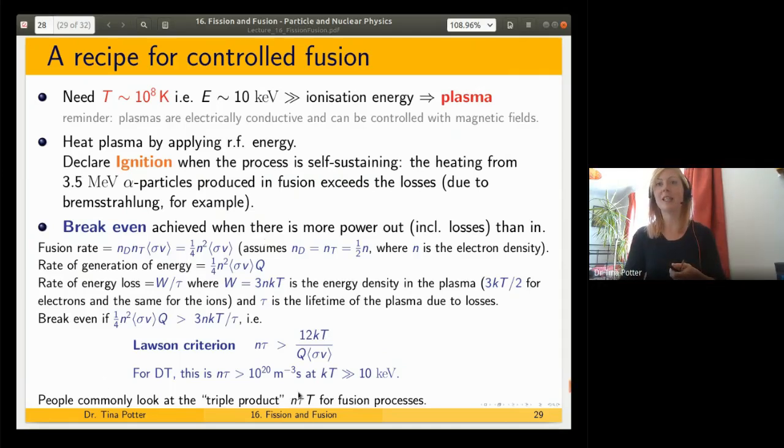We're interested in the density of our material, so we need a high density of fusion fuel. We need a long lifetime. We need this to be undergoing fusion for a long time so that we can make useful amounts of energy, and we also need to keep the temperatures quite high as well.